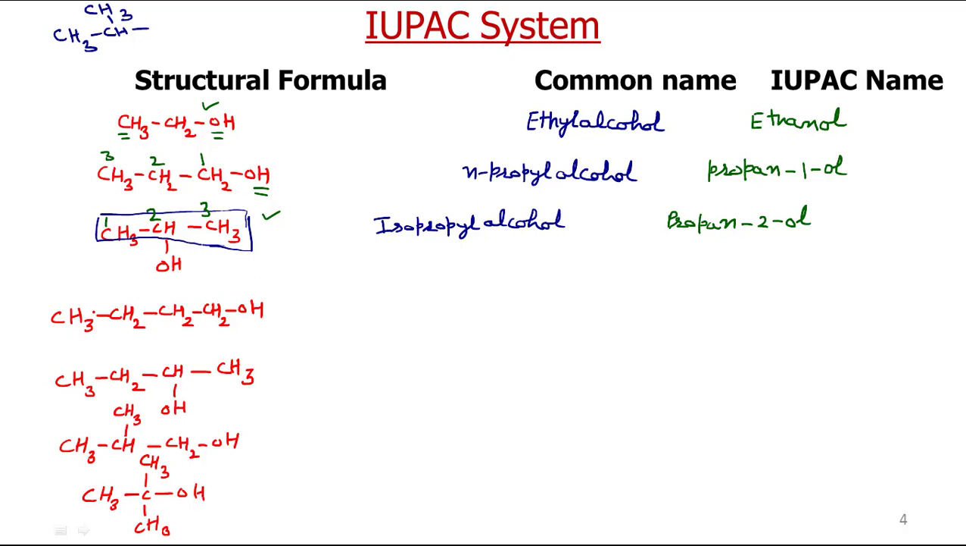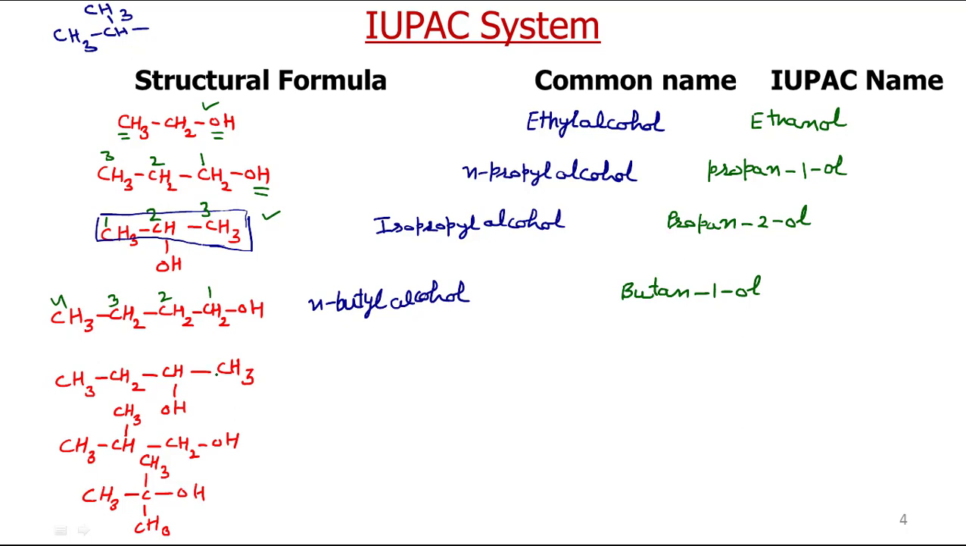So this is N-butanol or N-butyl alcohol. So its common name is N, because the chain is linear. For this we use N-butyl. This alkyl group is a butyl group because it contains 4 carbons. N-butyl alcohol, and its IUPAC name will be butane 1-ol. So we will do the numbering 1 2 3 4. Its IUPAC name is butane 1-ol.